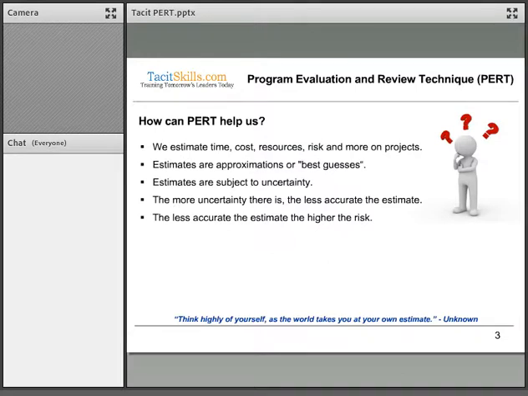The estimates, therefore, are subject to a certain amount of uncertainty. And obviously, the more uncertainty there is, the less accurate our estimates are going to be. And the less accurate our estimates are, the higher our risk is that we're going to be either over or under the time frame, or over or under the cost, or that we have not taken all our risks into consideration. So PERT helps us to address these uncertainties, to determine how much uncertainty we have, and then to look at what we can do about that, how we can address it.